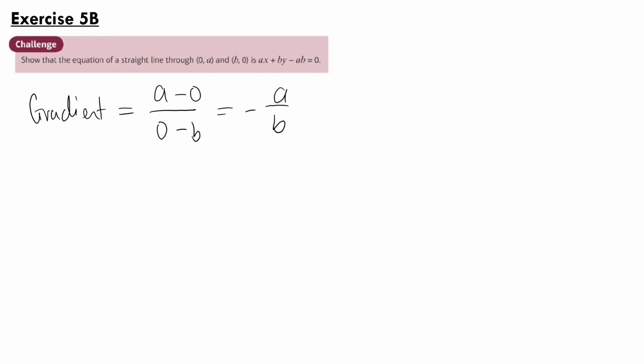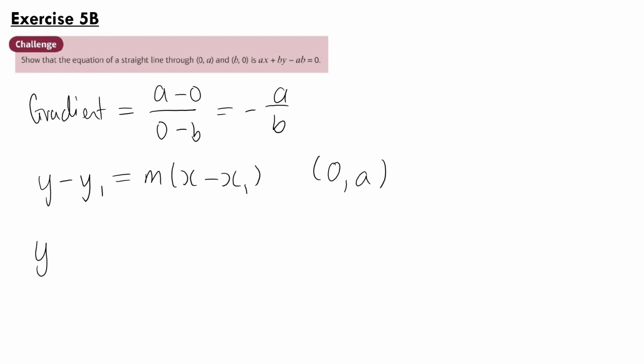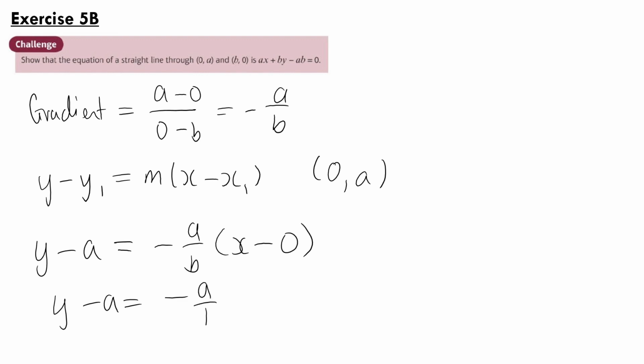Now we can plug this into our general form of a straight line. So y - y1 is equal to m(x - x1). And our x1 and y1 here, we can choose from either (0, a) or (b, 0). Here, I'm going to go for (0, a). So our equation is y - y1, which is a, is equal to the gradient, -a over b, times x - x1, which is 0. So we get y - a equals -a over b x.